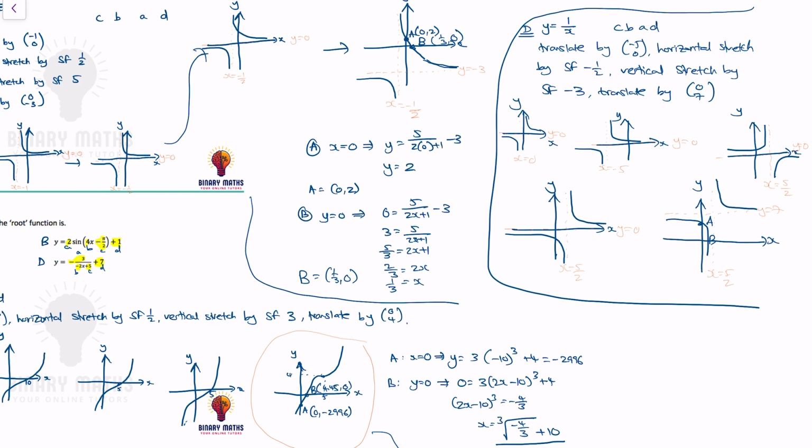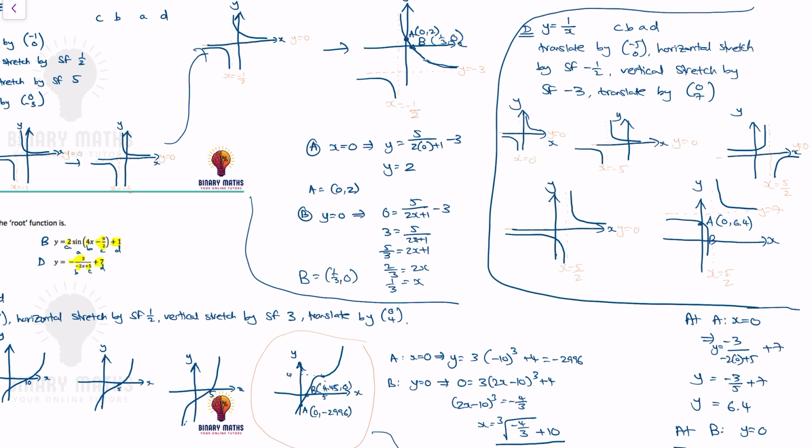Okay, so at A, we have x equals 0, which implies y will be equal to -3 over -2 times 0 plus 5, plus 7, which is equal to -3 over 5 plus 7, which is equal to 7 take away 0.6, which is equal to 6.4. So this will be 6.4.